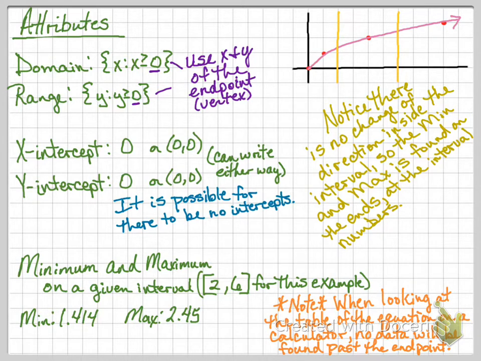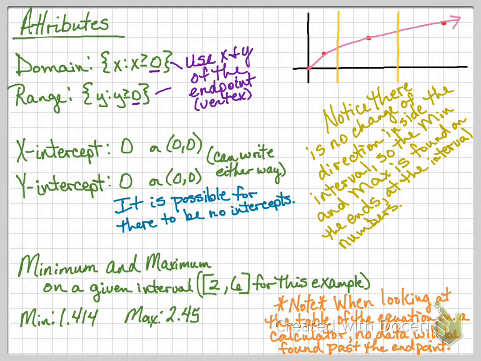Also, just so that you don't freak out sometime if you're not sure, it is possible for there to be no intercepts. If, let's say, it's a positive graph and it moves up and to the right, then it may never hit the x or the y axis, in which case there are no intercepts, and you would just write the empty set symbol, the 0 with the slash through it.